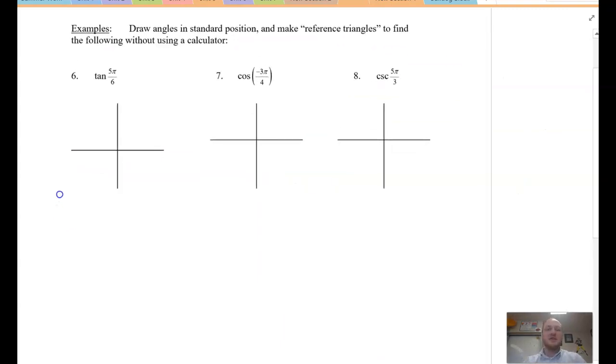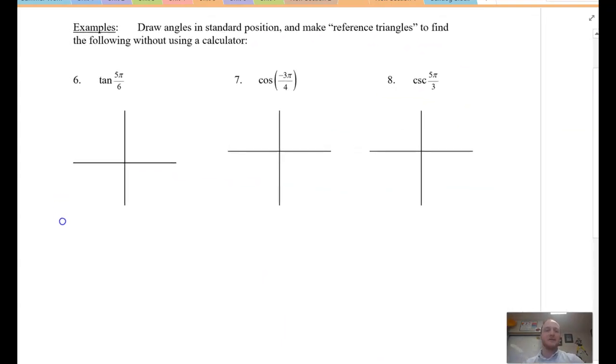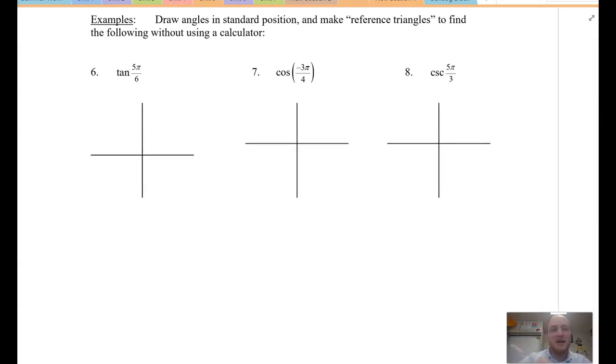Next, draw the angles in standard position and make reference triangles. This is what we did in the previous video, but with degrees, and now we have radians instead. So tangent of 5 pi over 6. 5 pi over 6, that's right here, and there's my triangle, and that makes a 30-degree angle. This is 30 degrees, or pi over 6, in here.